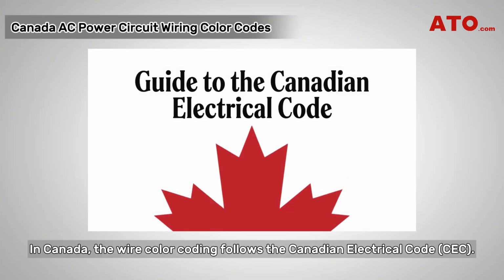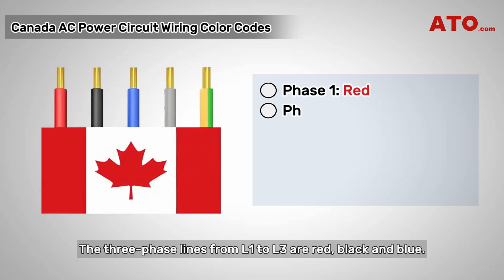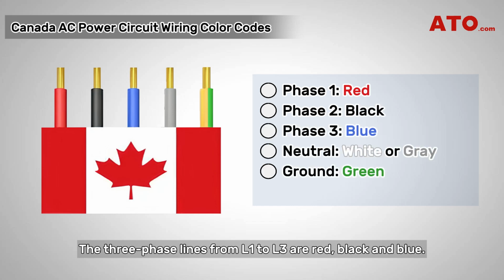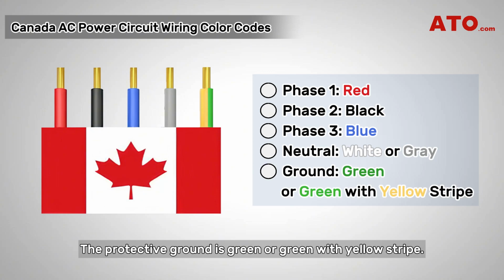In Canada, the wire color coding follows the Canadian Electrical Code, CEC. The color code for AC power wiring is similar to the NEC in the United States. The three-phase lines from L1 to L3 are red, black, and blue. The neutral is white. The protective ground is green or green with yellow stripe.